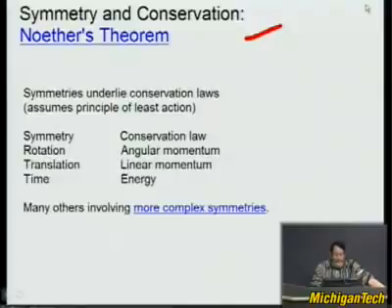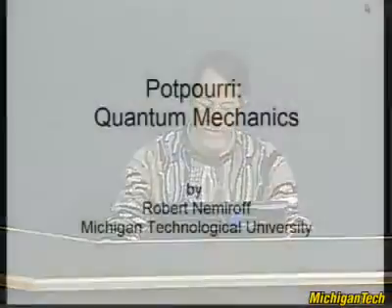He might have wondered why he didn't come up with it himself. So it's the idea that symmetries underlie conservation laws. And that assumes the principle of least action. So for instance, if you have a symmetry that is rotation, then you will have a conservation of angular momentum. If you have a symmetry that involves translation, you will have conservation of linear momentum. There are little bits here and there, mostly involving quantum mechanics, but not only. There's a bunch of these, so let's get to them.